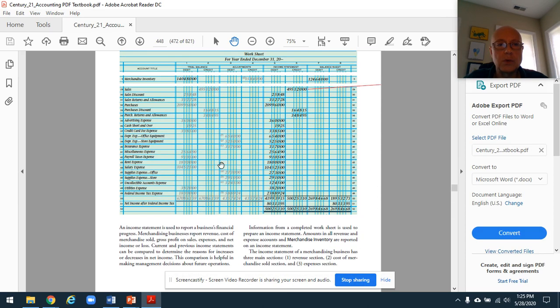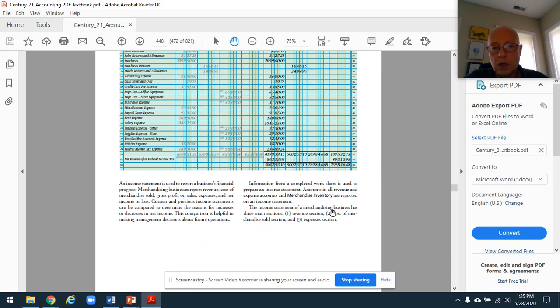So the revenue section, which starts at the top, but it's broken down into additional detail. The cost of merchandise sold section, which deals with the value of our start of year, beginning of year, January 1st inventory, and our ending inventory on December 31st. The December 31st closing inventory is our starting inventory for next year. So we've got to get it right because we're going to use it next year.